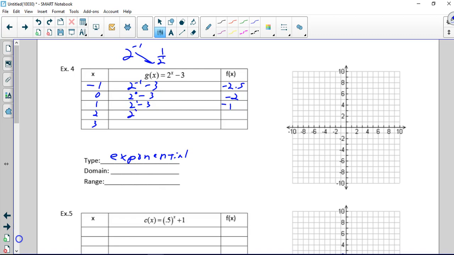And then we have 2 squared minus 3, which is 4 minus 3, which is +1. And we have 2 cubed minus 3, that's 8 minus 3, which is 5. So we're going to pop these over here: -1, -2.5. 0, -2. 1, -1. 2, 1. And 3, 5.